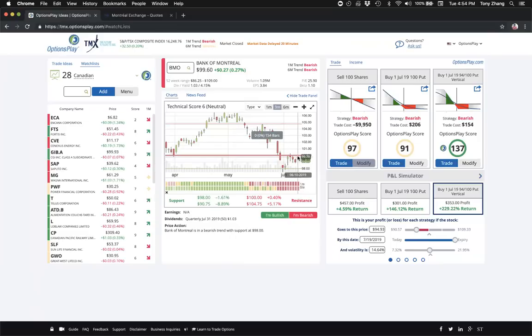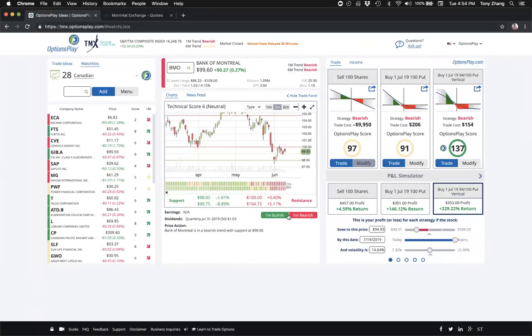So here for BMO, from this perspective, the fact that it's got a neutral relative strength and the 1 month and 6 month trend is bearish, I have more of a bearish tilt on this specific name. We have important information such as earnings, dividends, and price action data here at the bottom. And this really allows you to quickly type in any name and derive a quick sentiment as to whether you're bearish on the stock or bullish on the stock.